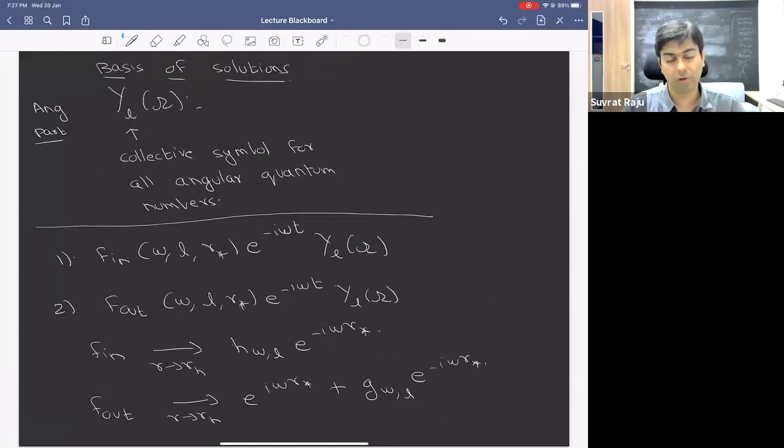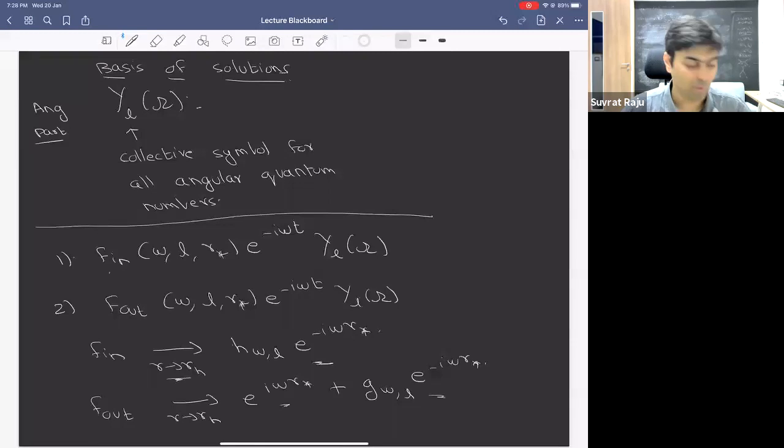Also, we would like a solution everywhere in r star, not just a solution near r star goes to infinity. So I chose two solutions that had the right behavior near r star goes to minus infinity, and away from that, I've just given them some names. I've just said f in omega l r star, f out omega l r star. I haven't told you what they're doing as a function of r star. But if you wanted to know, you could take this behavior near r star goes to minus infinity, near r goes to r_h, plug it into the wave equation, and you would get a specification for how f in behaves everywhere out to r equal to infinity, and the same for f out.